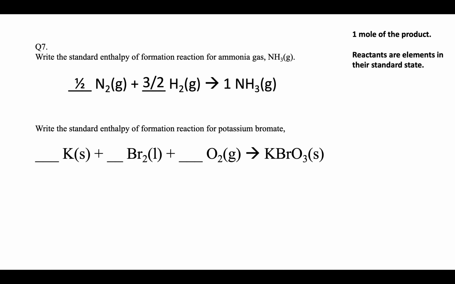For the second one, potassium in its standard state is potassium solid. Bromine is Br2 liquid. We only have 2 liquids on the periodic table under our standard conditions. Bromine is one, mercury is the other. And then O2 gas, I bet you knew that for the standard state for oxygen. And then we will put in the coefficients. Again, if we're making 1 mole of the product, fractions are okay.